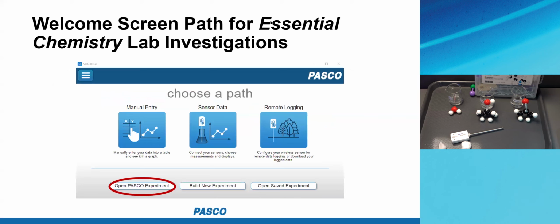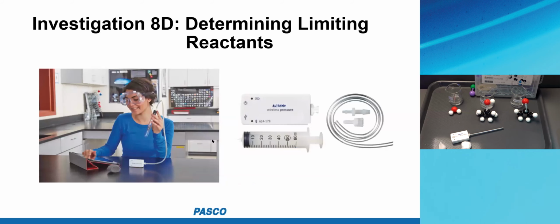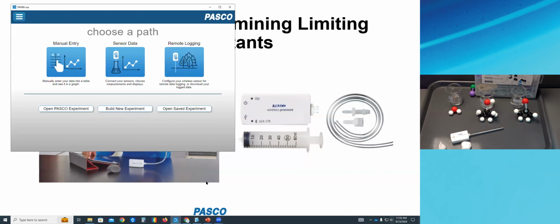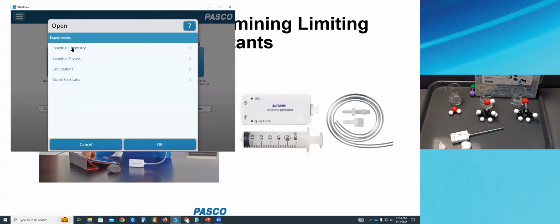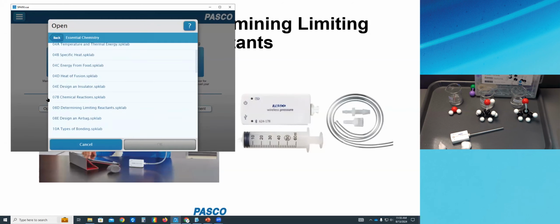So let me re-emphasize that if you're doing an essential chemistry lab, you're going to use the Open PASCO experiment path to get to the pre-built lab. Let's repeat that again with investigation 8D, determining limiting reactants. So I'm going to open up SPARKvue. I go to Open PASCO experiment path. I go to chemistry, and then I find lab. It says do 8D, determining limiting reactants.